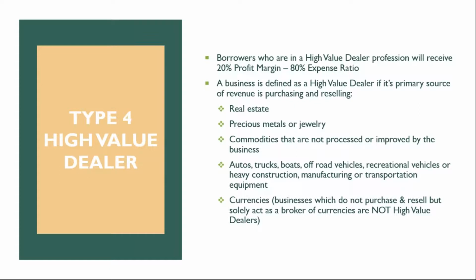With our type 4, we're going to use a 20% profit margin. And for the purposes of underwriting guidelines, a high value dealer business is defined as a business where the primary source of revenue is purchasing or reselling real estate, jewelry, recreational vehicles, and or equipment like trucks, boats, off-road vehicles, things of that nature. In these cases, the profit margin percentage is going to be limited to 20% because of the potential for higher expenses with these types of businesses. All right, and examples of the type 4 businesses, again, are listed here on the screen.